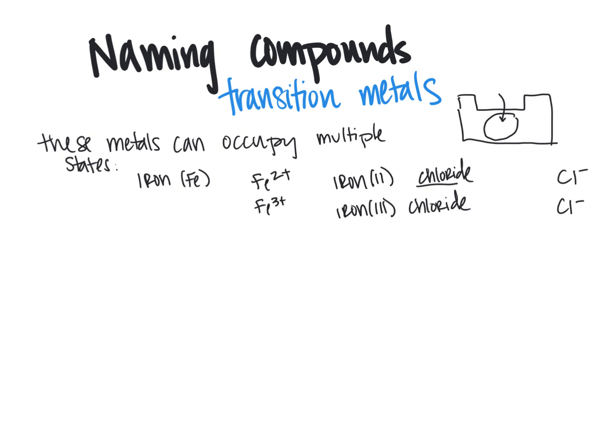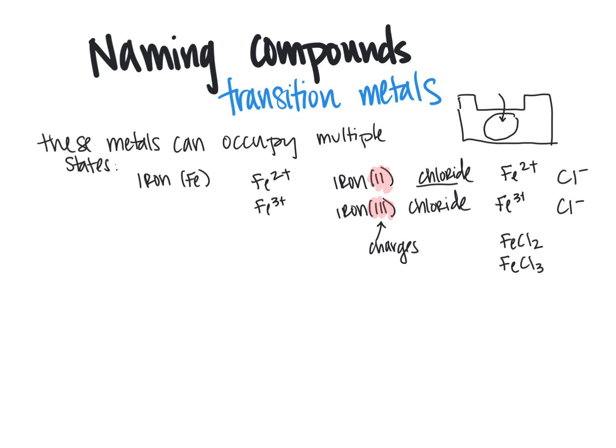But these numbers here, which I'm going to highlight in red, these don't tell you how many there are. They tell you what the charge is. So these are the charges. That means for the first one, we have Fe2+, and for the second one, we have Fe3+. So once we know the charge, we can use the same conventions that we learned before to determine that the first one should be FeCl2 and FeCl3.